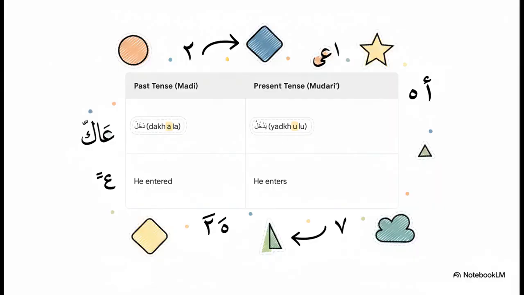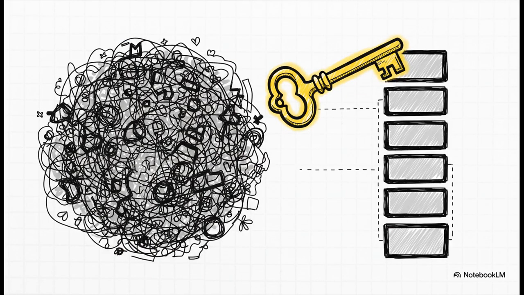Let's look at a classic example here. The verb to enter. In the past, it's dakhala. See that a sound, that fatha, right in the middle? Simple enough. But then in the present, it becomes yadkhulu. That a has completely flipped to a u sound, a dhamma. How are you supposed to know that was going to happen? It seems impossible. Well, here's the good news.